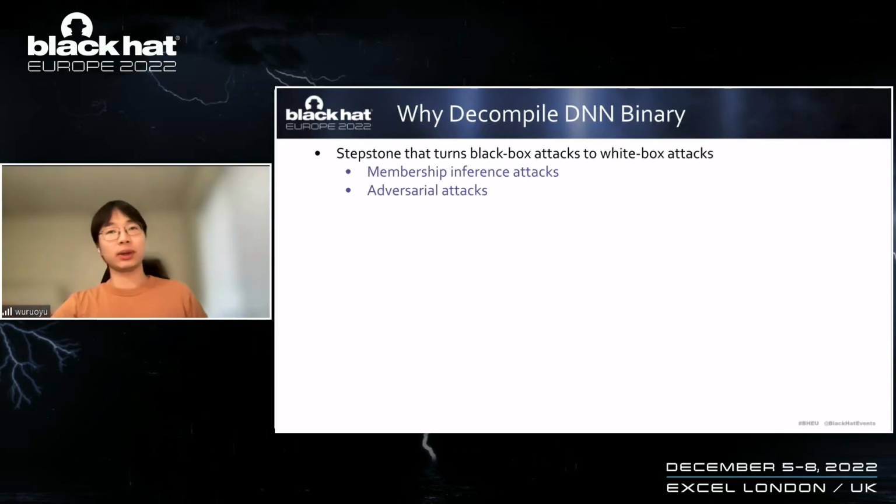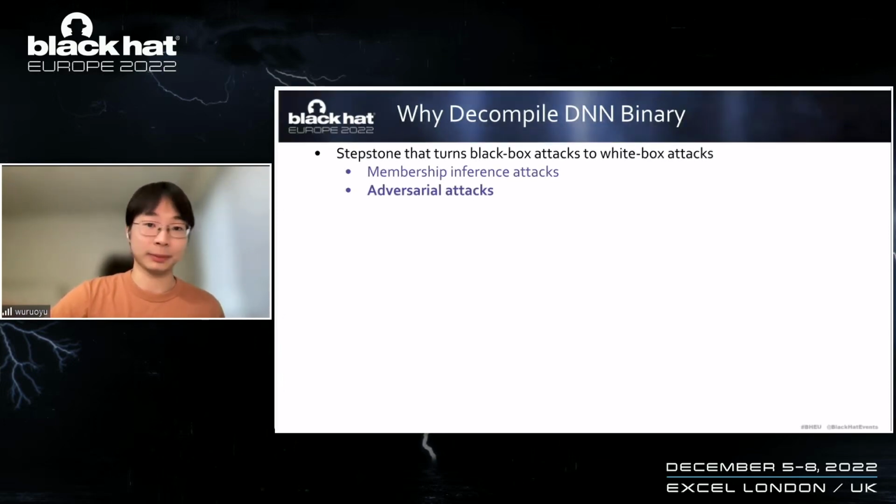And furthermore, the stolen DNN model can be the stepping stone that turns black box attacks into white box attacks. For instance, membership inference attacks and adversarial attacks. And I will give some examples of adversarial attacks. Adversarial attacks are basically where an adversary maliciously influences the predicted results of a DNN model by adding some imperceptible noises to the input.